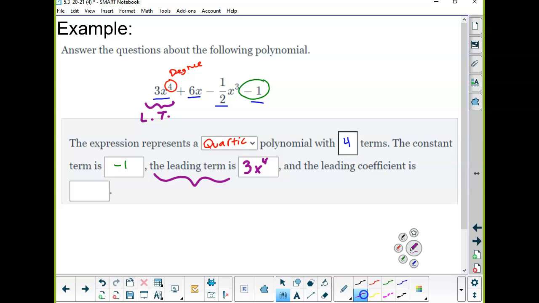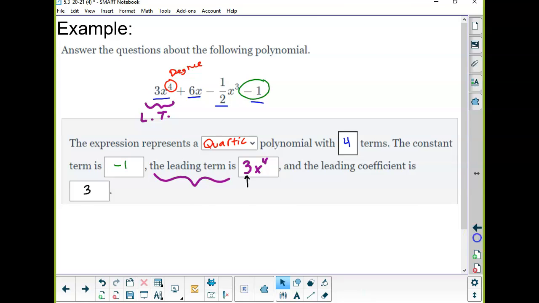It just popped up on Delta Math. And then the last one, what is the leading coefficient? Well, if the leading term is 3x to the 4th, the leading coefficient is just the number that's in front. So filling in the blanks, you might take 1 or 2 tries before you get it perfect, and then it'll be really quick.